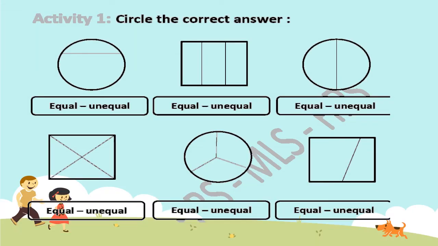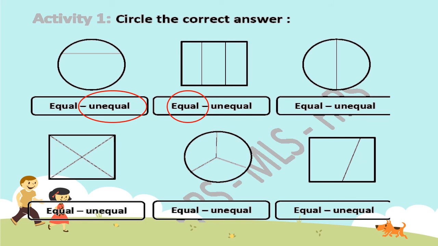And now, circle the correct answer. Here we want to circle whether the shape is divided into equal or unequal parts. Let's see the circle. Is it equal or unequal? Unequal for sure. We can't write a fraction here. And the next shape is divided into equal parts.